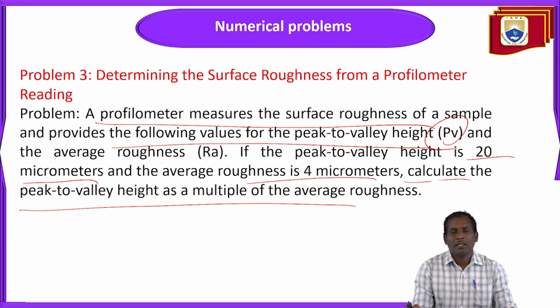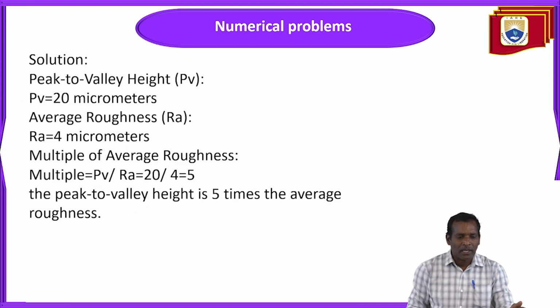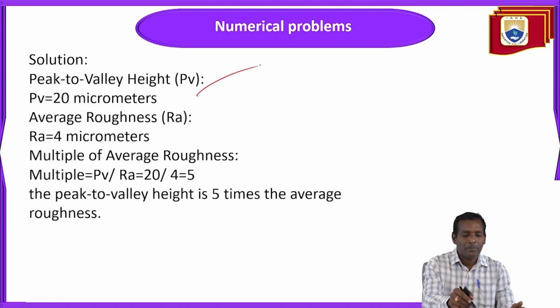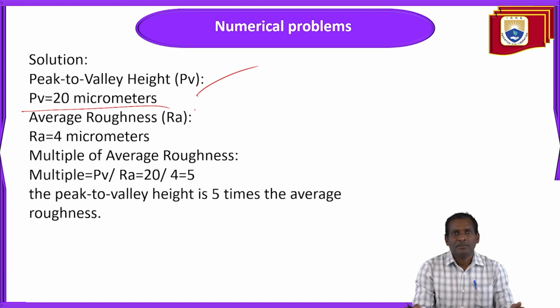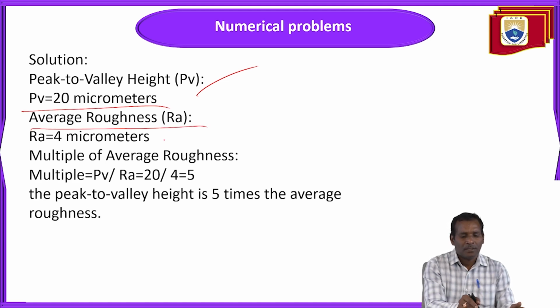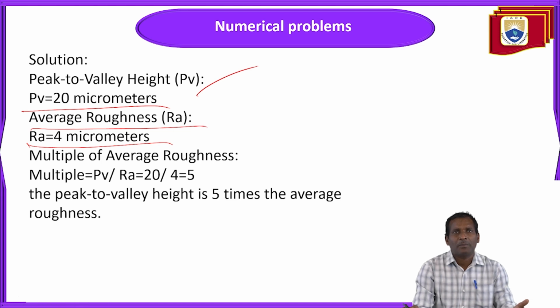So the profilometer measures the surface roughness of a sample and provides the following values for the peak to valley height and the average roughness. If the peak to valley height is 20 micrometers and the average roughness is 4 micrometers, calculate the peak to valley height as a multiple of average roughness. So how do you calculate? The solution: peak to valley height PV is 20 micrometers. The average roughness is 4 micrometers.